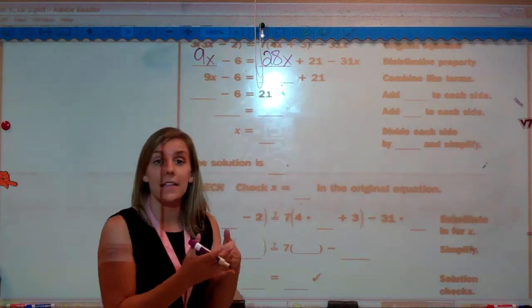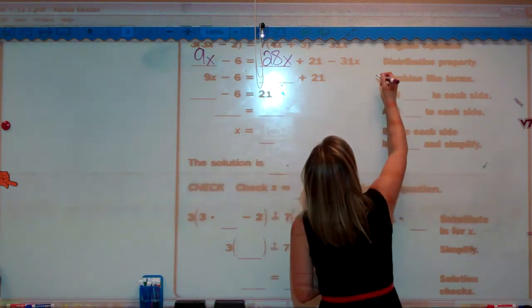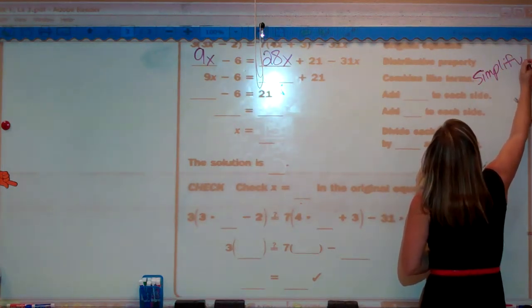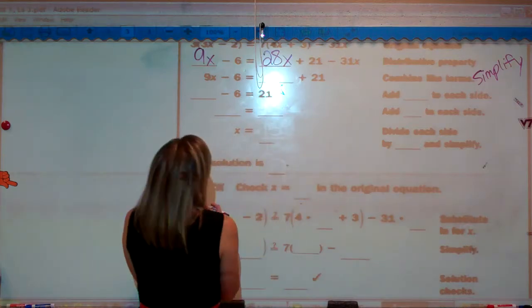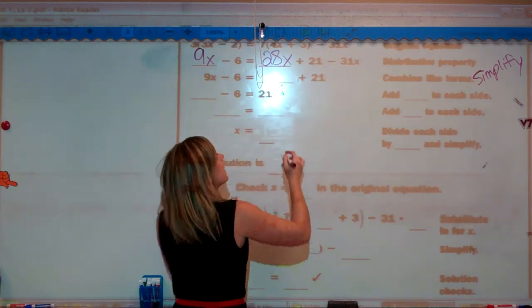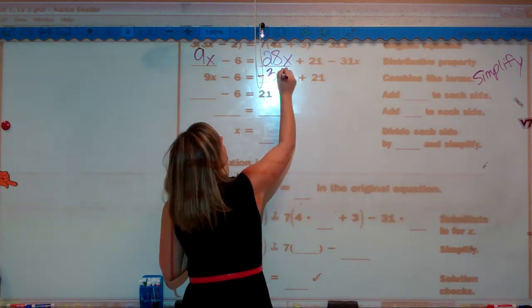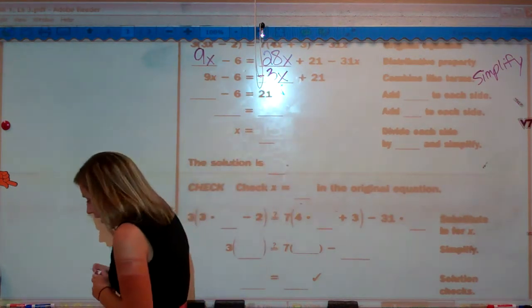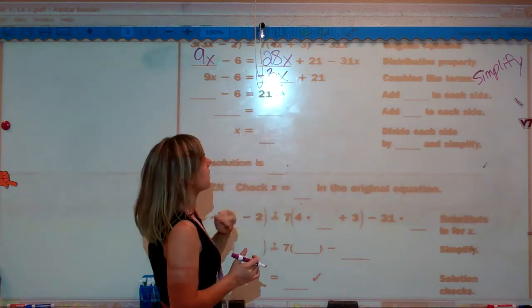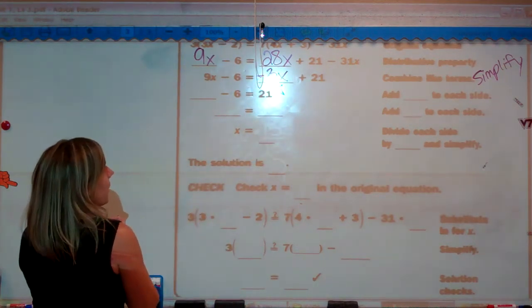Then we want to combine like terms. A lot of times I use the phrase simplify. Okay, so I put the like terms together. So 28x and negative 31x is negative 3x. Okay, and I hope you can see that. That says negative 3x. Okay, I know there's a glare right there. I was trying to work it out that way.